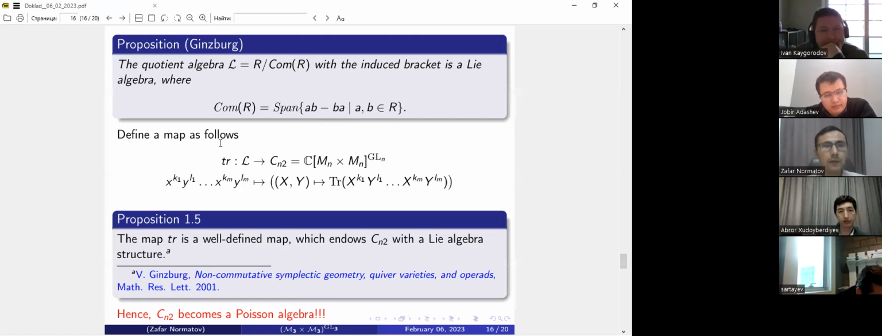Okay. So define a map as follows from the quotient algebra to the algebra of GL invariant matrices. We send the word to the trace of the multiplication of matrices. So it's not clear. Okay, you will take a monomial word from L. We can change the x and y for the corresponding matrices. Then we just take the trace.